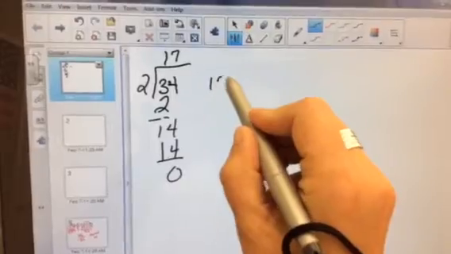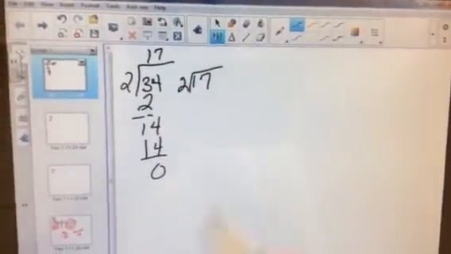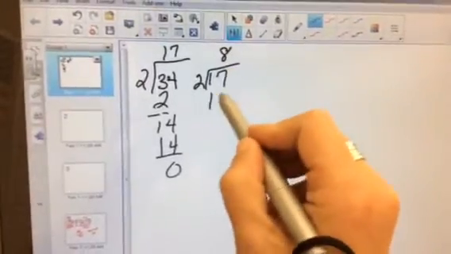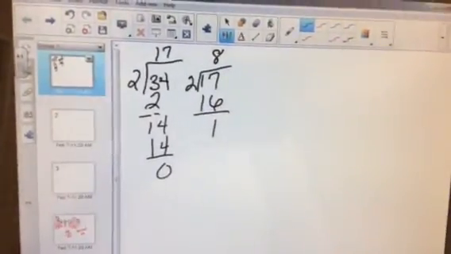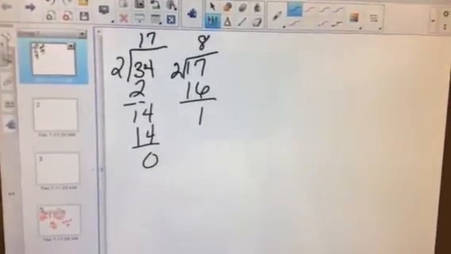So 17 is now my dividend, and I'm going to divide by 2, which is my divisor. So 2 goes into 17 8 times. I'm going to have a remainder of 1. We're going to do something with these remainders here in a little bit, but not right now. I have to get my quotient to 0.